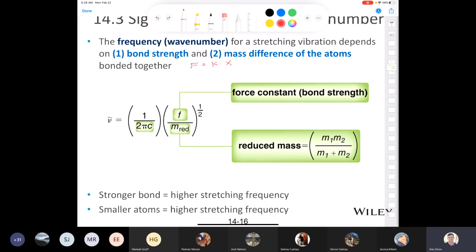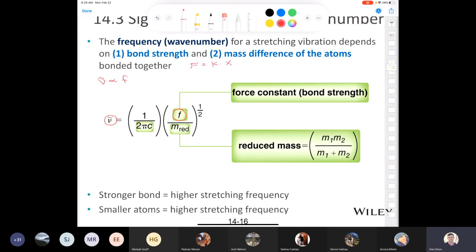Now, where does bond strength come out in our formula? It's in the numerator. So we have that wave number. Our wave number is directly proportional to the force constant, or the bond strength. What does that tell us? If it's directly proportional, that tells us that the stronger the bond, the higher the wave number. The weaker the bond, the lower the wave number.